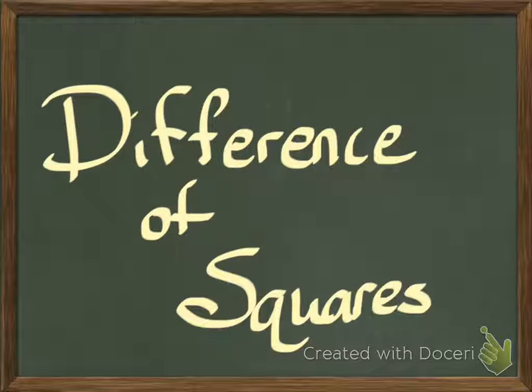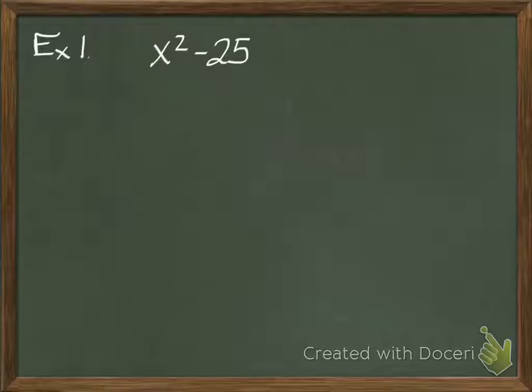Factoring the difference of squares. When you have the difference of squares, the first term is squared, and you'll subtract the second term being squared, just like we have shown here in this example 1. And so both terms need to be able to be something you can take the square root of.